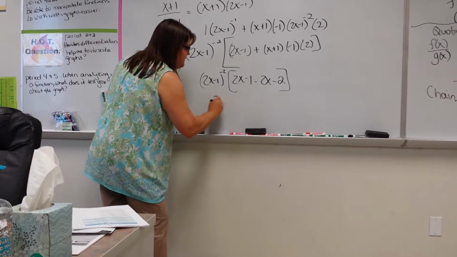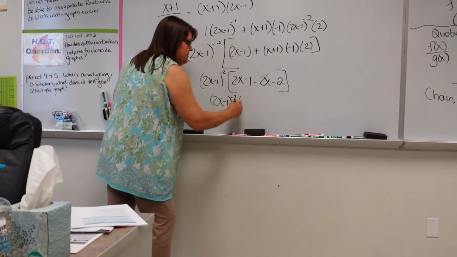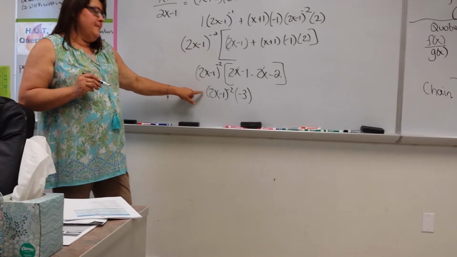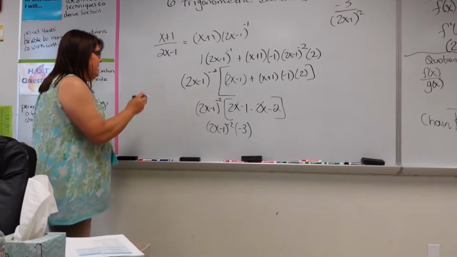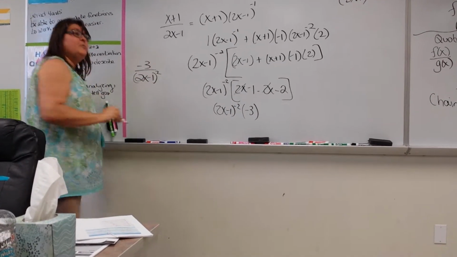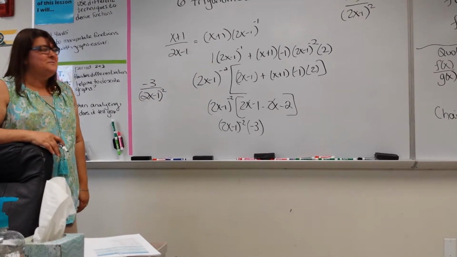So I've got 2x minus 1 to the -2. And then the 2x's cancel out, and then you have -3. And then the -2 could flip to the bottom. So I'm left with, well, you guys want to do the product rule with the chain rule. That's just a long way around. Never mind.